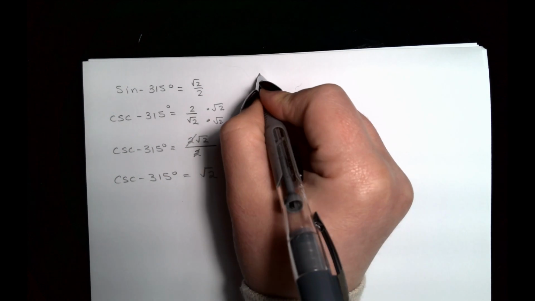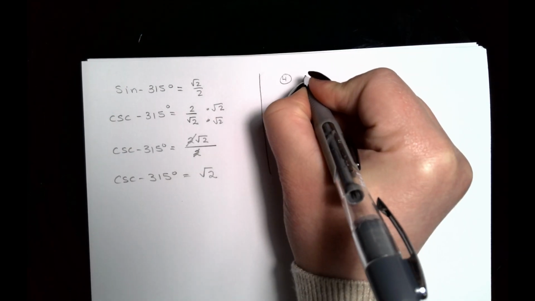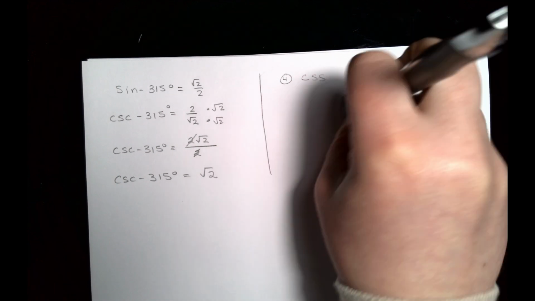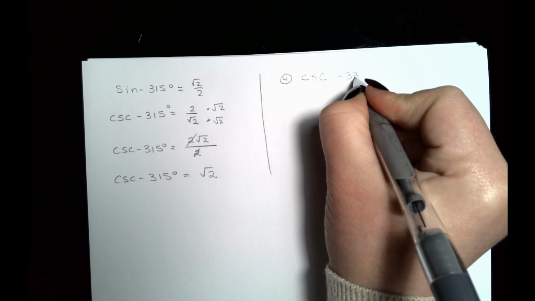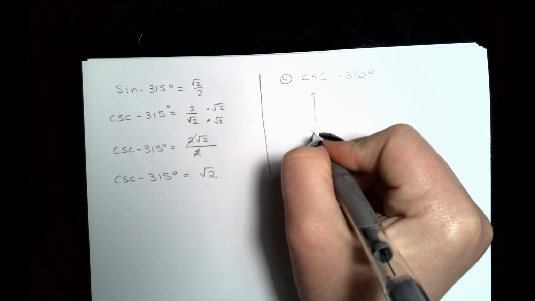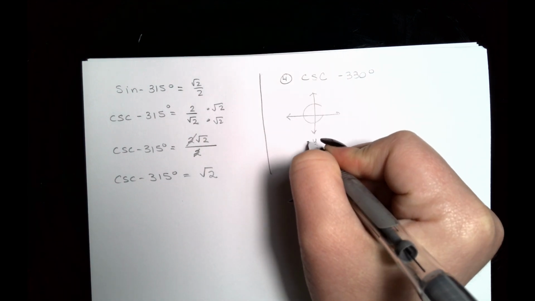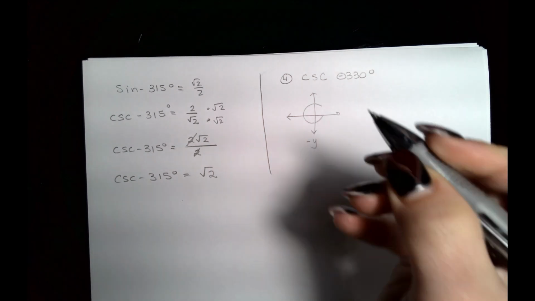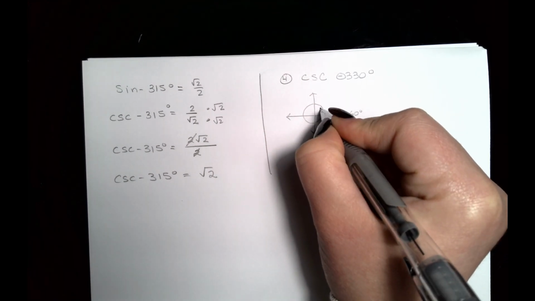Okay, moving on, we have the next one, again, cosecant. We're here. This is question number 4. Cosecant of negative 330 degrees. Again, you want to take a look at where that's at. We know this is going to be going down towards the negatives because we have a negative degree. We know a full cycle is 360 degrees, so we're going a little bit shy of that.